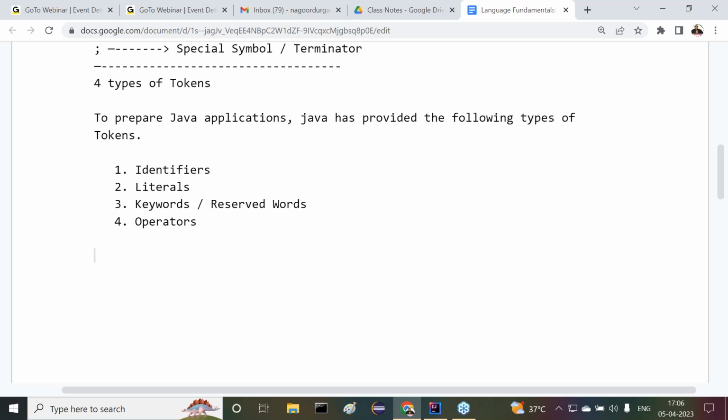All right, now leave this one here. First of all, let us start with identifiers. What exactly is the meaning of identifiers? Let's understand this. Identifiers.